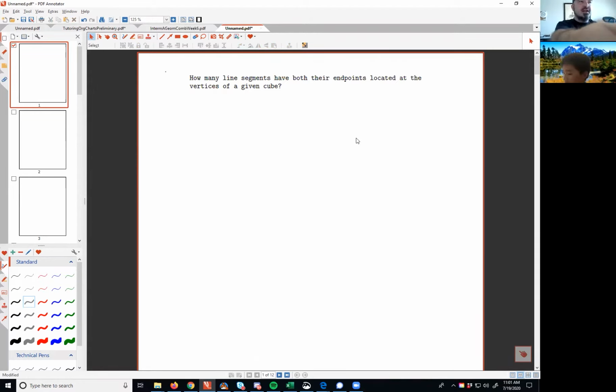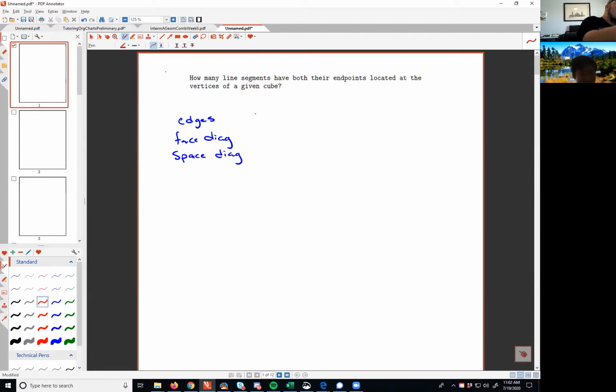What other kinds of segments can have their endpoints at a pair of vertices of a given cube? Face diagonals, space diagonals. Yeah, we've got the diagonals to count too. 28. You just choose any two of them and connect them. Yeah. So we could have said edges, face diagonals, and space diagonals, and counted those like casework.